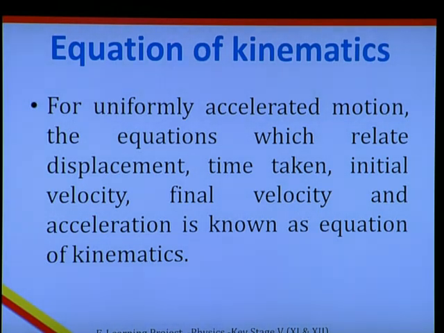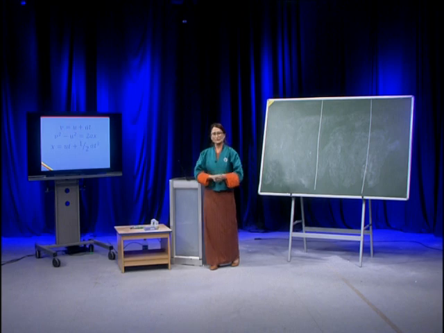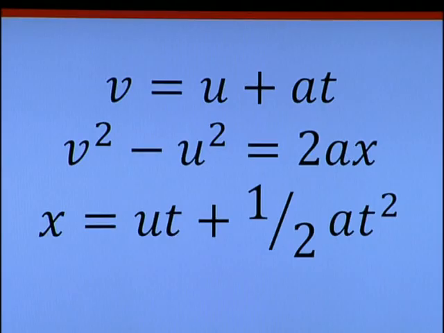So for a uniformly accelerated motion, the equations which relate displacement, time taken, initial velocity, final velocity and acceleration are known as the equations of kinematics. Basically there are 3 equations of kinematics. The first equation is v equals u plus at. The second equation is v square minus u square equals 2ax. The third is x equals ut plus half at square.